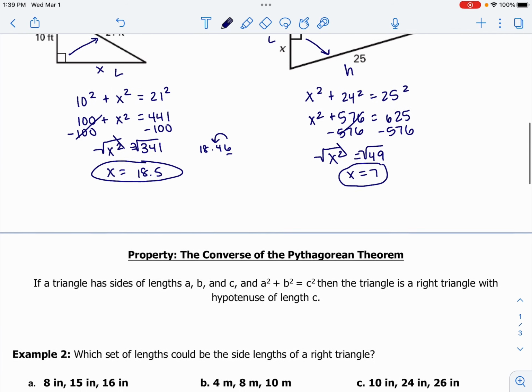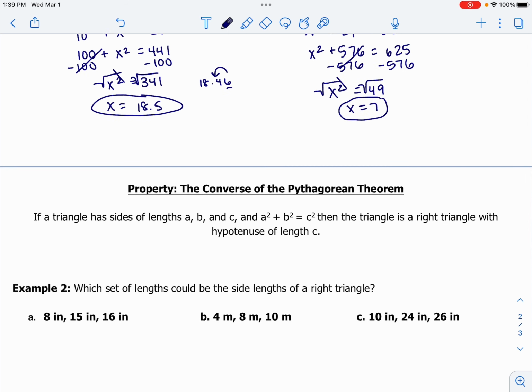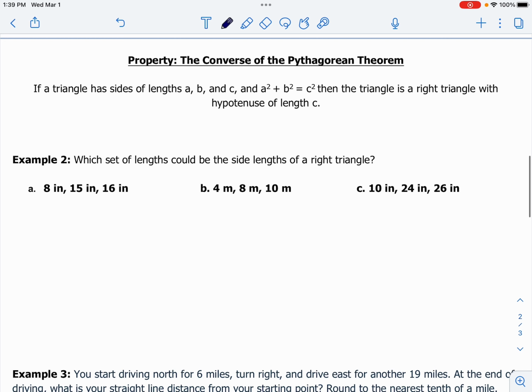So on the back of the notes page, it talks about the converse of the Pythagorean theorem, which says if a triangle has side lengths of A, B, and C, and A squared plus B squared equals C squared, then the triangle is a right triangle. Okay, so the two shorter lengths that they give us are going to be our legs. The longest one is always your hypotenuse. We're going to plug those numbers that they give us into the Pythagorean theorem. And if both sides of my equation equal out, they equal each other, then that means it's a right triangle. So example 2 says, which set of lengths could be the side lengths of a right triangle? So part A, they give me 8 inches, 15 inches, and 16 inches. The two shorters are the legs, and the longer one is your hypotenuse.